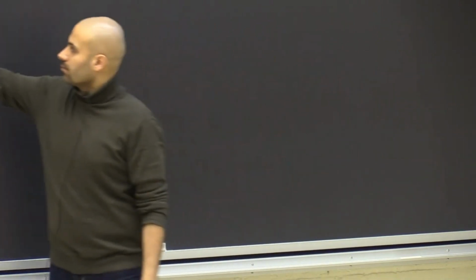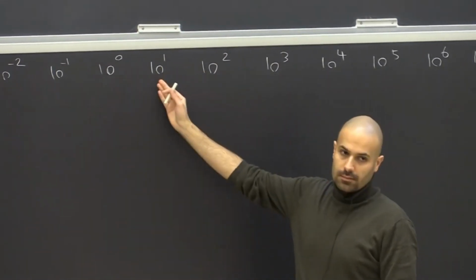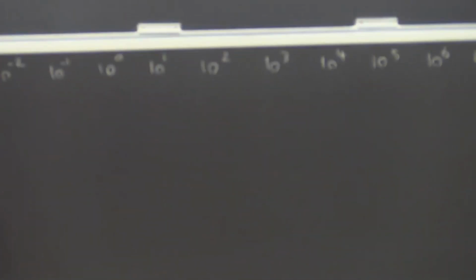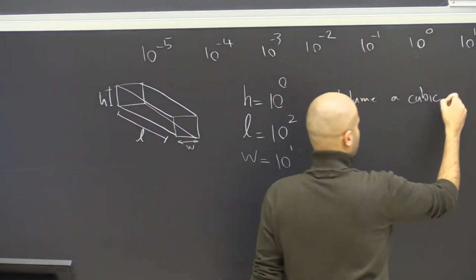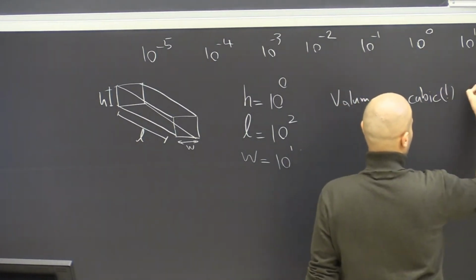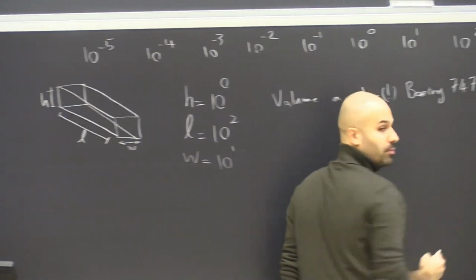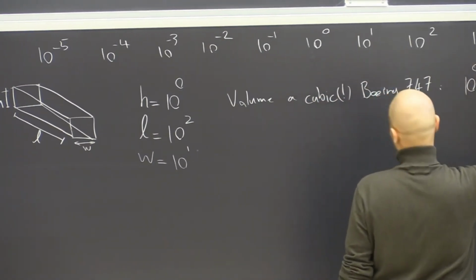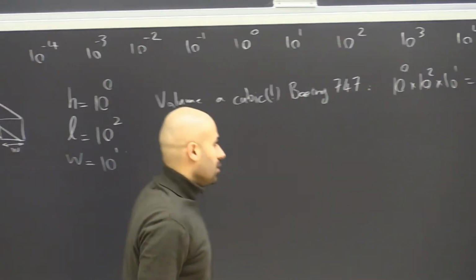So what do you think? This or this or this? So what is the volume? So the volume of a cubic Boeing 747 would be 10 to the power of 0 times 10 to the power of 2 times 10 to the power of 1, so it's 10 to the power of 3, in cubic meters.